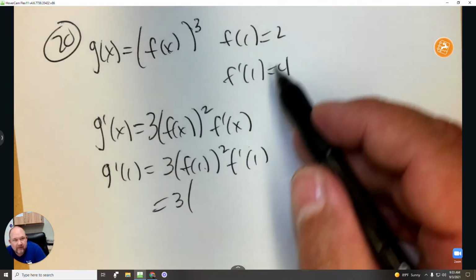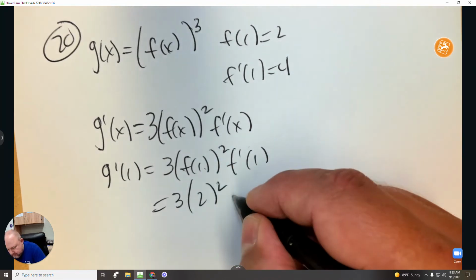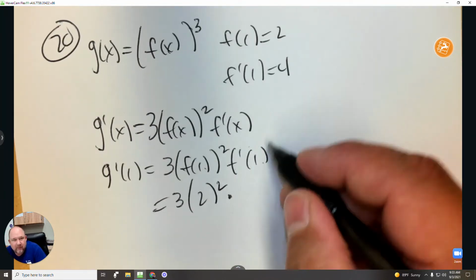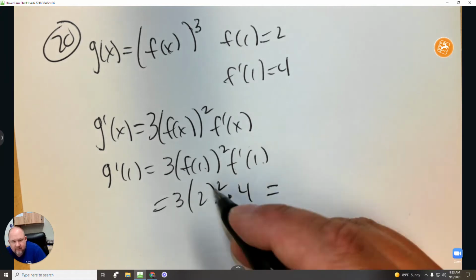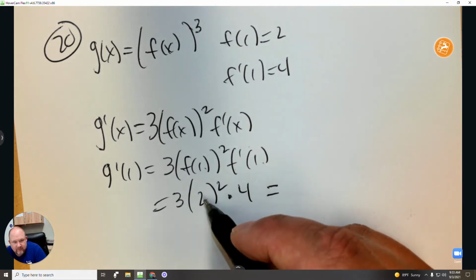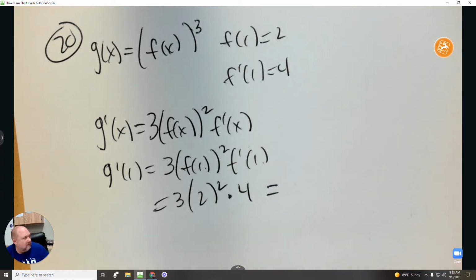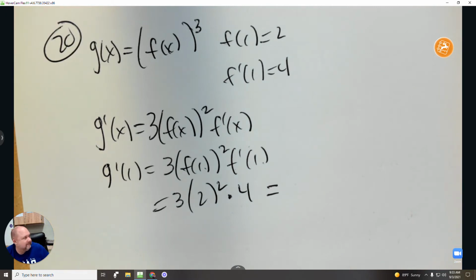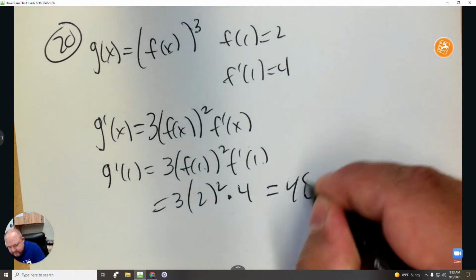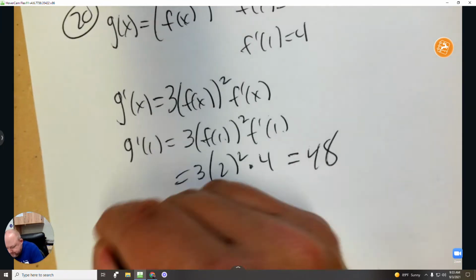So f at 1 is equal to 2. F prime at 1 is 4, and then you're good. So 3 times 4 times 4, what is that? 48. All right.